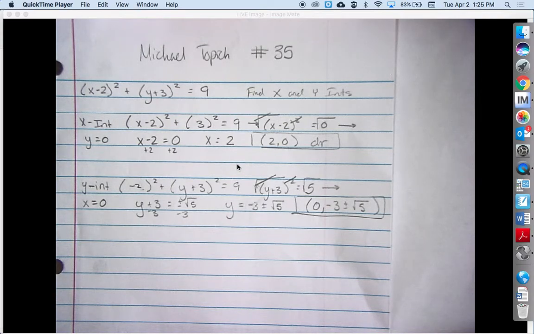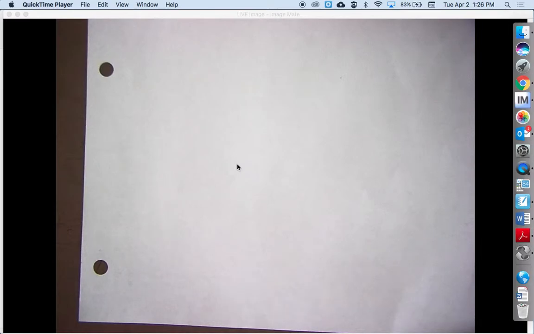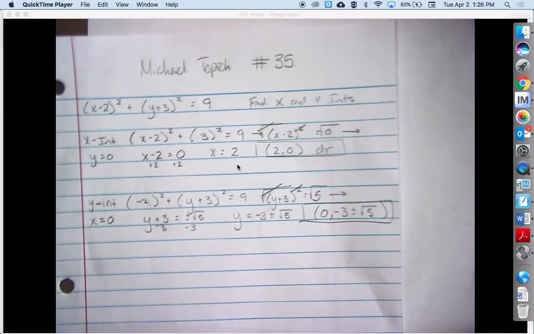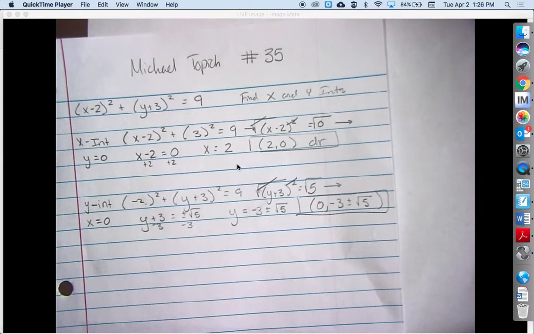And then for the y-intercept, I plugged in 0 for x. So -2 squared is 4, and I subtracted the 4 over to make it 5, and then y plus 3 squared equals 5. Square rooted them both, subtracted the 3, and I got -3 plus or minus the square root of 5. The y-intercepts. Any questions for Michael? Make sure that you simplify the radical. His square root of 5 didn't need simplifying, but make sure you do simplify it if that would be the case. I think the last one had the square root of 28, so make sure you simplify this. Good job. You can just place it in the block there.